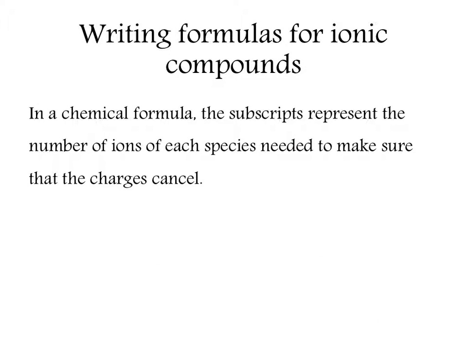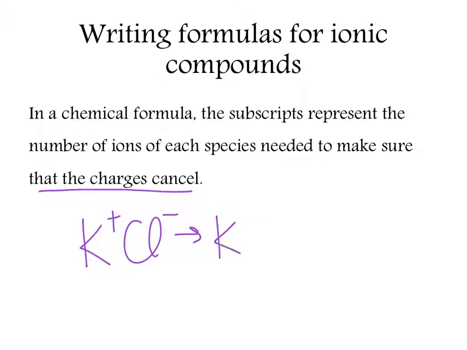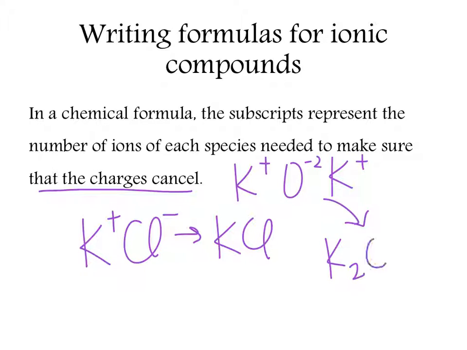In a chemical formula, the subscripts represent the number of ions of each species needed to make sure that the charges cancel. So how many of each thing we need? In our previous example, I said KCl. You need 1 K and 1 Cl, so your compound is just going to be KCl. But if we had something like K+, O 2-, K+, we're going to have K2O to show that I need 2 Ks to balance out the charges on the oxygen.